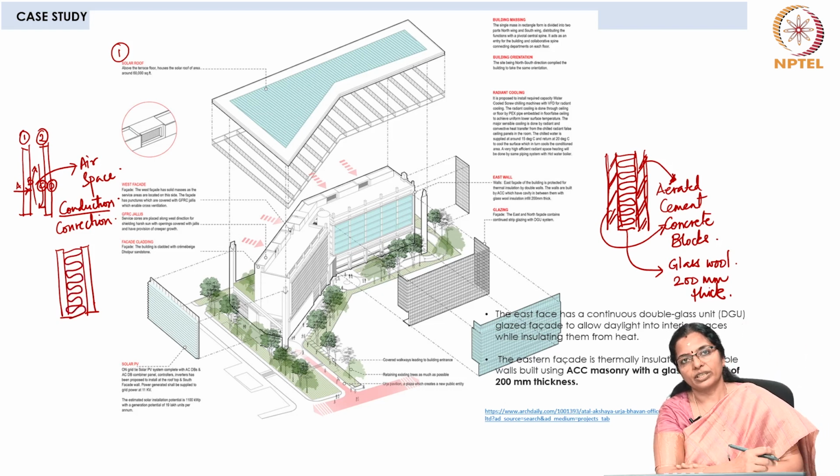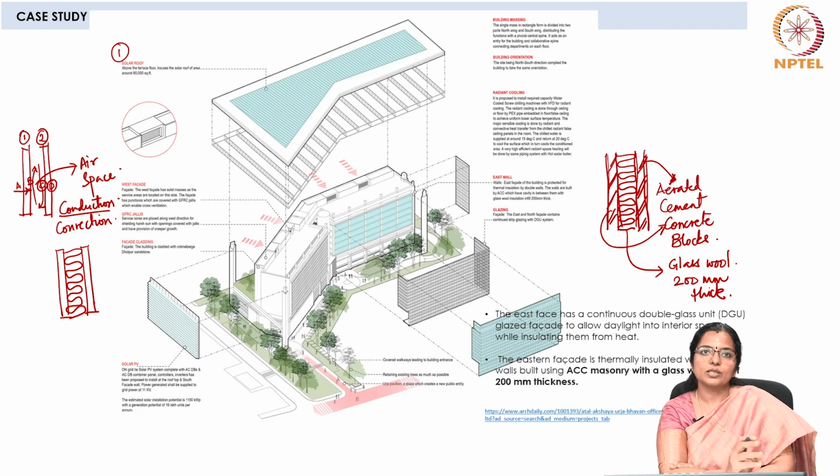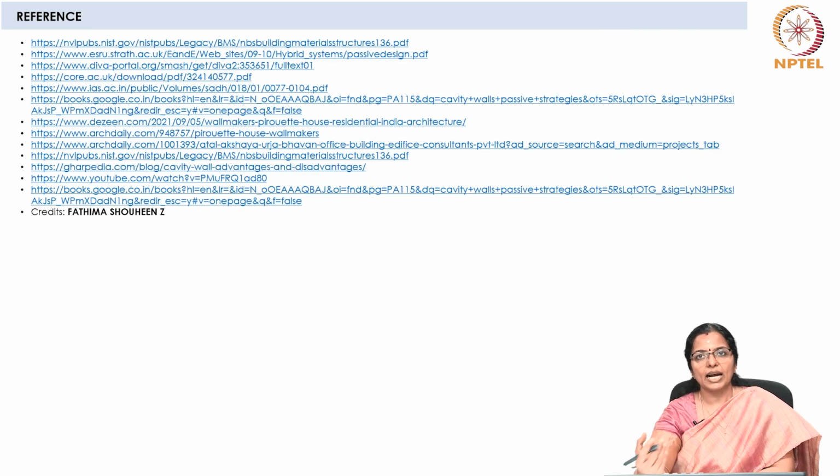We also saw the different types of insulation that is used, and we briefly saw a couple of case studies where cavity wall has been used for the masonry. With this, we will stop today's class and we will continue with yet another advanced passive technique in the forthcoming class.